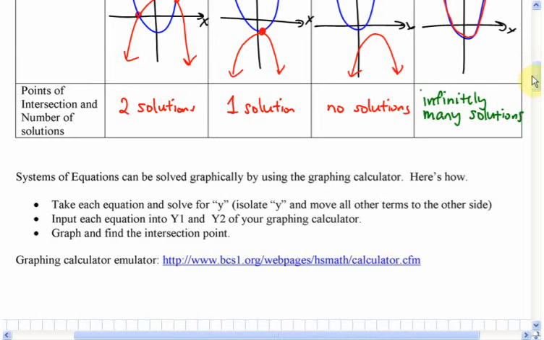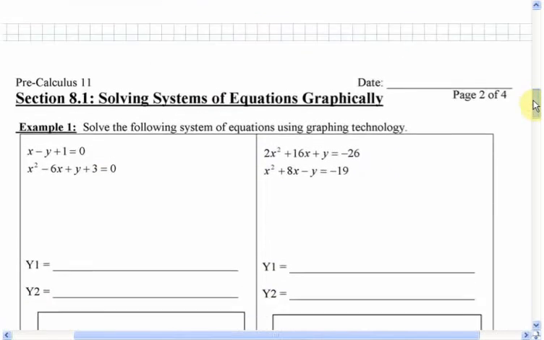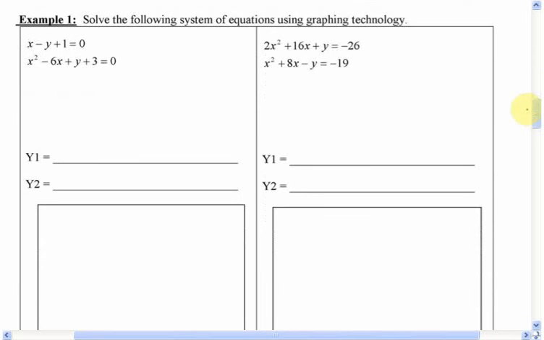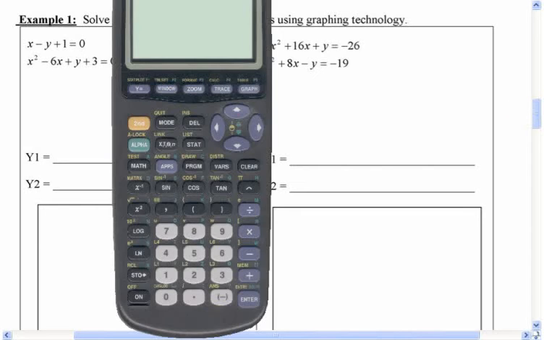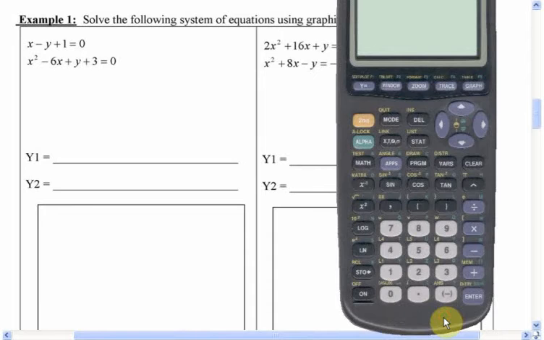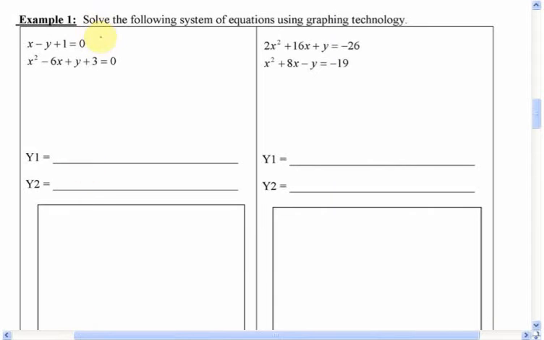So I'd like to show you a few examples today. Okay, bring out your graphing calculators. Here are 2 equations. I'd like you to solve the following systems of equations using graphing technology. Okay, I'll bring out my graphing calculator, and let's take a look. Remember what we need to do first. We need to always solve for y. So let me label the equations. Here's number 1, here's number 2.